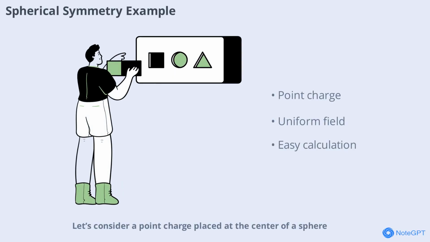Let's consider a point charge placed at the center of a sphere. Thanks to spherical symmetry, the electric field is the same at every point on the surface. Using Gauss' theorem, we can easily calculate the electric field without complicated integrals.